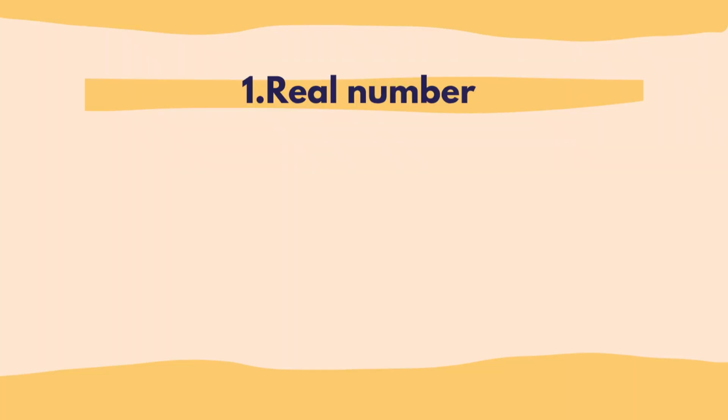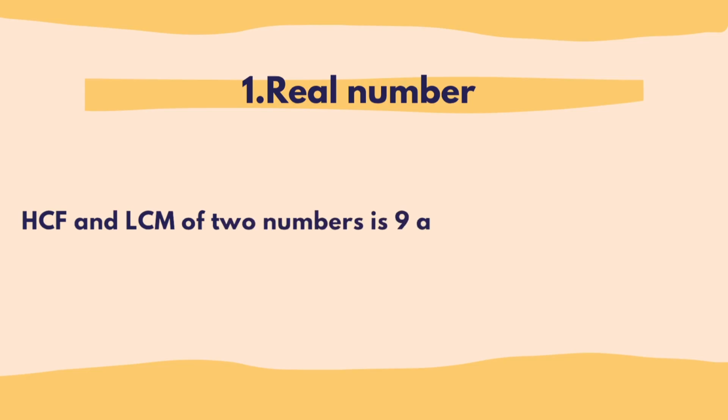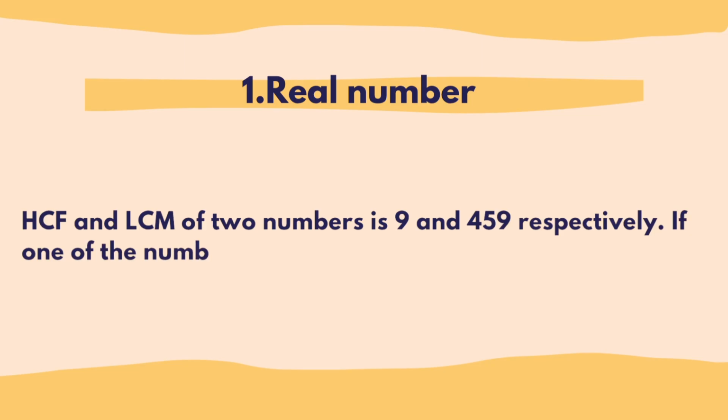The second problem of Real Numbers: the HCF and LCM of two numbers are 9 and 459 respectively. If one of the numbers is 27, find the other number. Using the formula, we can easily find these types of questions. It is for 2 marks. So what is the formula?